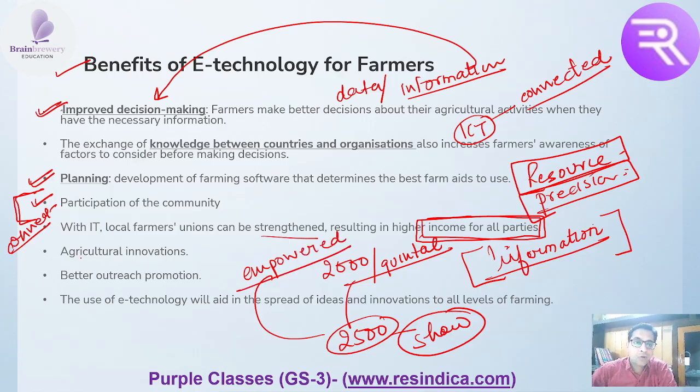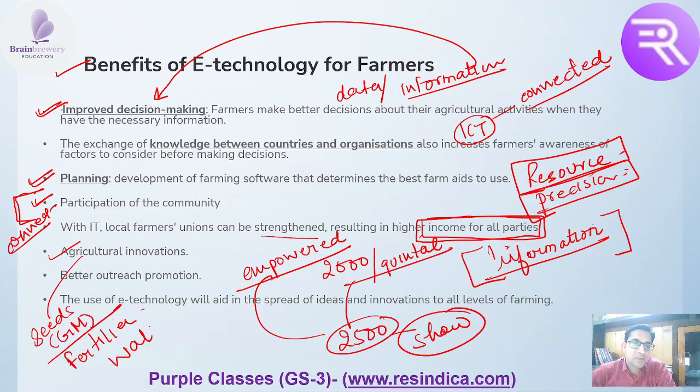So with e-technologies, a lot of agriculture innovations will be taking place, like those related to seeds, like we have seen, genetically modified crops are there. Then fertilizer use, then water use, soil use, and various other things are there. So in all these areas, agriculture innovations will be boosted, right?